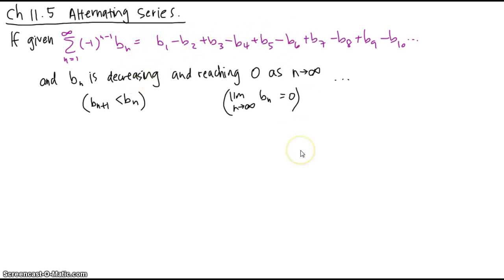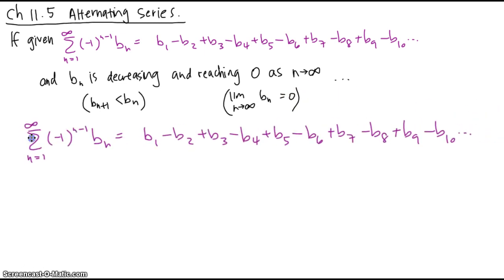So that's the alternating part. But the kind of alternating series we're talking about is the kind where each of these terms, b1, b2, b3, regardless of the -1, the alternating part, is decreasing, but also they're decreasing and reaching 0. So the limit of each of those terms b sub n is equal to 0. Those are the kinds of alternating series we are talking about. Let's take a look at what happens when we have such a series.